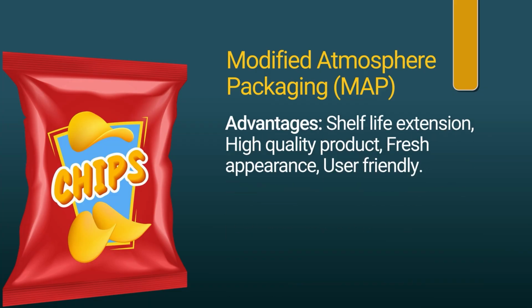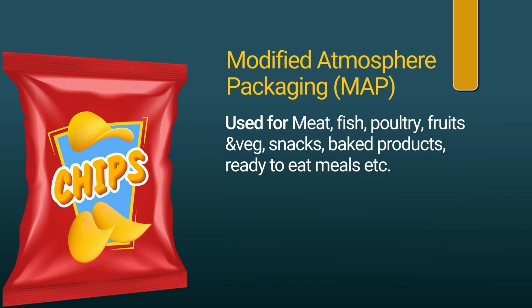And in active modified atmosphere packaging, we deliberately remove the air and add a different gas, maybe carbon dioxide, nitrogen or oxygen. Modified atmosphere packaging helps to extend the shelf life of the product. It also maintains the high quality and fresh appearance of the product, and it is very user friendly. We can use modified atmosphere packaging for meat, fish, poultry, fruits and vegetables, snacks, baked products, ready to eat meals, etc.